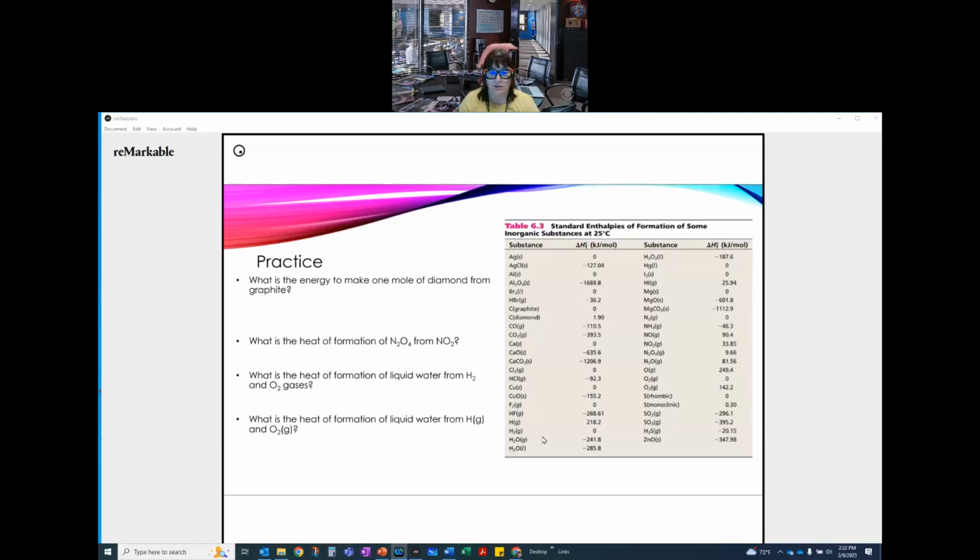What is the energy to make 1 mole of diamond from graphite? So I see that diamond is 1.90 kilojoules per mole. Graphite is 0. So if I want to take 1 mole of diamond, my product is 1.90 kilojoules per mole minus that 0. That gives me that total net is 1.90 kilojoules per mole, and it's 1 mole, so that's 1.90 kilojoules. That is not insignificant. So it does take a bit to make some diamond from graphite, okay? But that is how much energy we would need to do that.